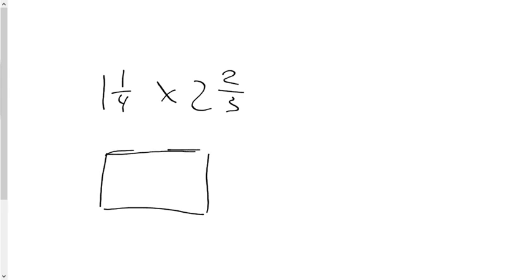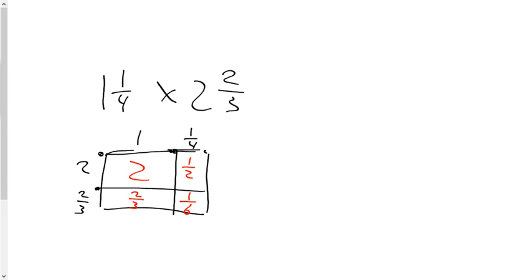If I was to break up this length, from here to here is 1, and from here to here is 1/4, and from here to here is 2, and from here to here is 2/3, then I could still achieve the same idea of what 1 1/4 times 2 2/3 is by finding 4 separate areas and adding them together. We would have got 2 here because 1 times 2. We would have got 2/4, which is a half. 1 times 2/3 is 2/3, and 1/4 times 2/3 is 2/12, which in lowest terms is 1/6. When I add those all together, I would find the product of 1 1/4 times 2 2/3.